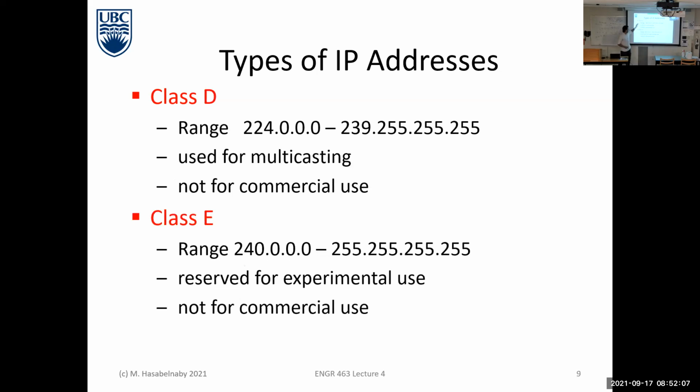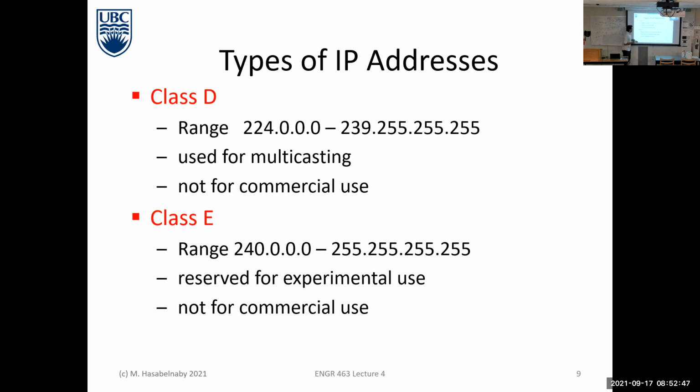We have class D and class E. Actually, we don't use them for commercial use. Class D we use for multicast. What is the meaning of multicast? If I want to send a message to a group of you, not all of you, I will select some of you, and I will assign you a multicast address. For example, I want to send a message to this part only. I will put a multicast address, and I will assign it to you, so we can communicate only with each other at the same time.